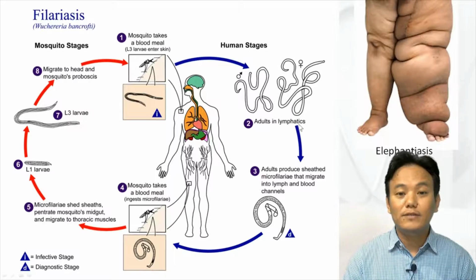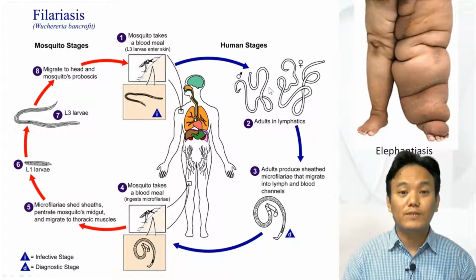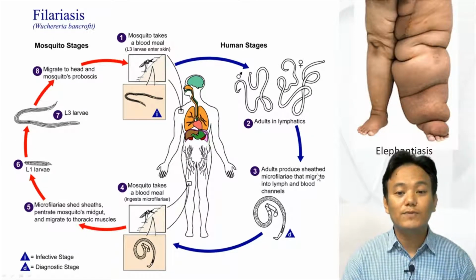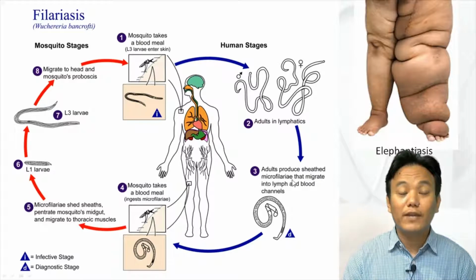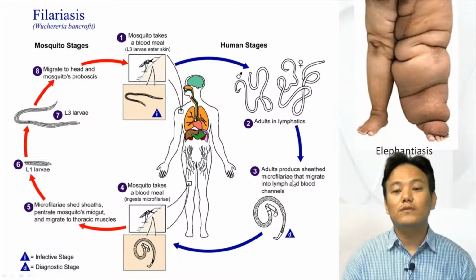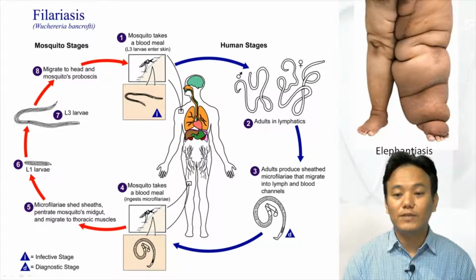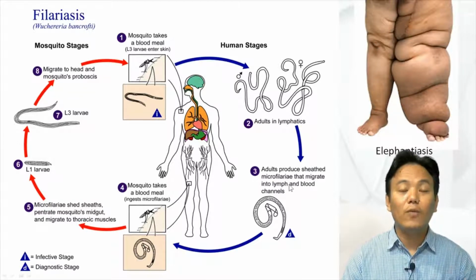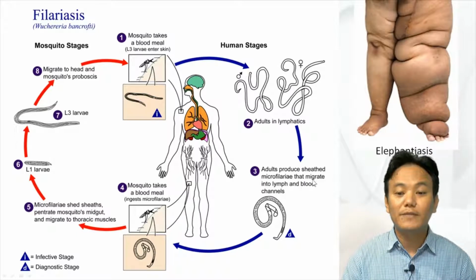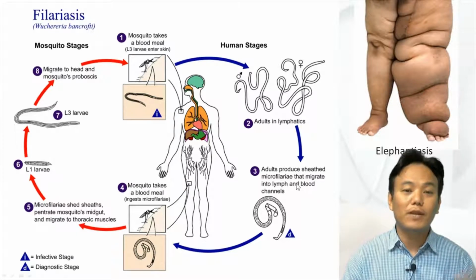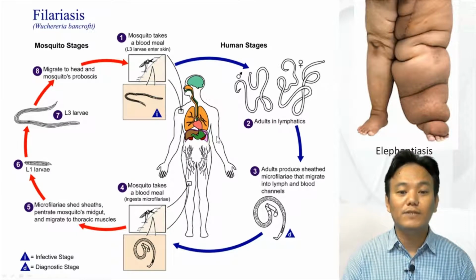The adults are of two sexes, male and female. They reproduce sexually, and the adult females produce thousands and thousands of microfilariae, which are covered with a membranous sheath. That is why they are called sheathed microfilariae. The sheathed microfilariae, a motile form, migrate from the lymphatic system into the blood channels. Now they will be traveling within the blood system.